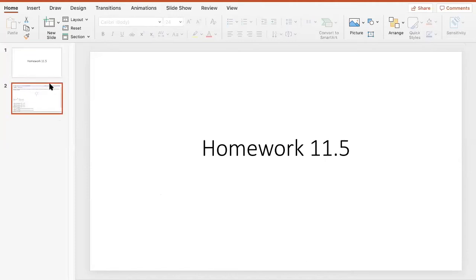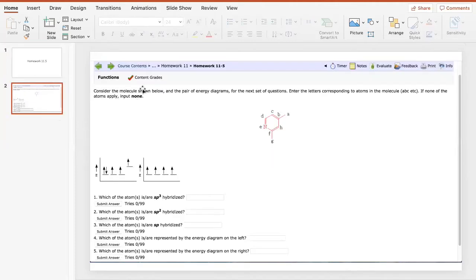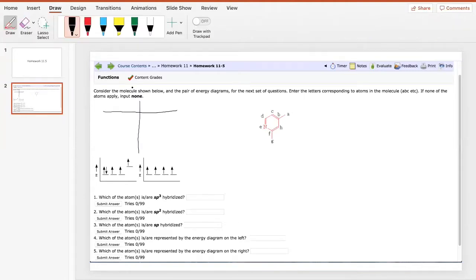Homework question 11.5 asks us to consider the molecule shown below and the pair of energy diagrams for the next set of questions. It helps me when I do hybridization to make a nice little chart. On the left side, we have the number of effective pairs, and that refers to the number of lone pairs plus number of atoms bonded. And on the right, corresponding to that number of effective pairs, we have the hybridization. The most relevant sets we have are 2 effective pairs, 3 effective pairs, and 4 effective pairs.